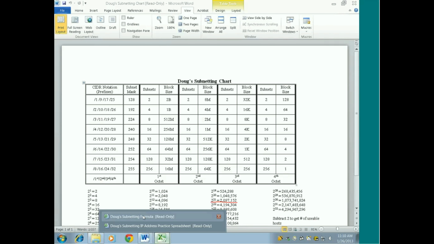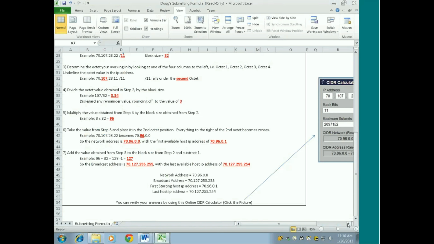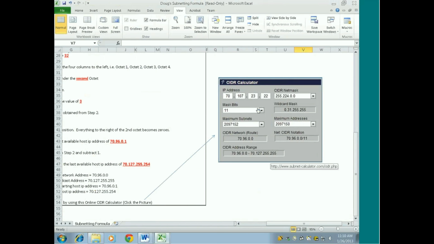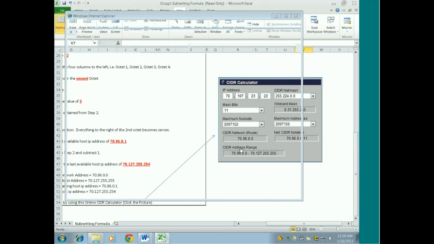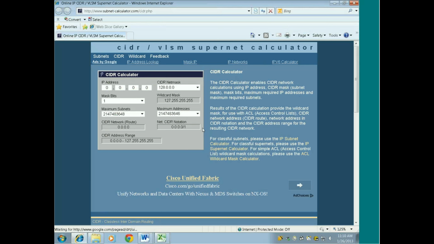Now, you may be thinking, I just don't buy it, Doug. Well, click on this bad boy, this CIDR calculator over here. We'll bring up a website. It's a VLSM CIDR calculator. Notice it's not a subnet calculator because we're classless, right? We move our prefix up and down. We don't care about classful networks.